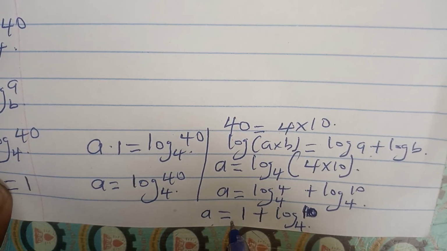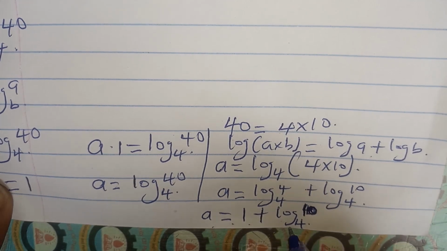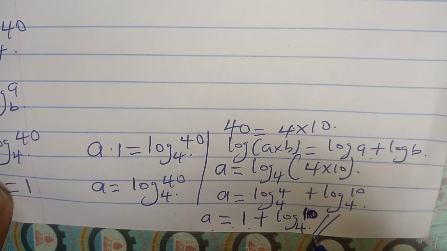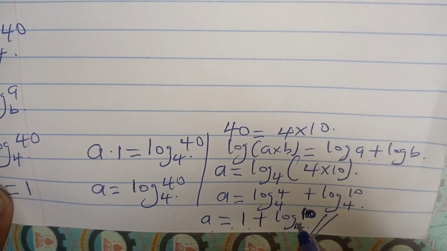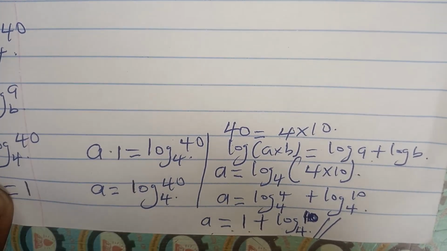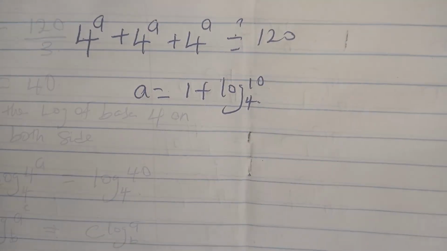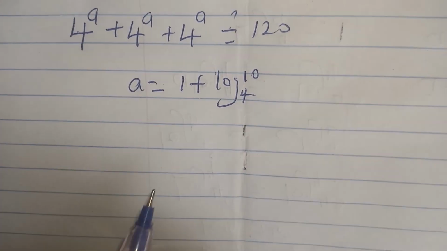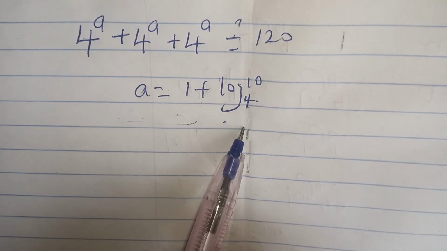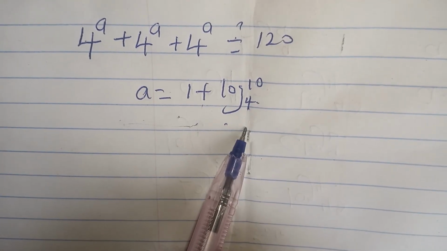So my a is equal to 1 plus log 10 to base 4. So this is my value for a. Let's substitute this value into our previous equation to see whether we are accurate. Okay, if we move forward, since this is our question and we've gotten the value for a, I will say a is equal to 1 plus log 10 to base 4.